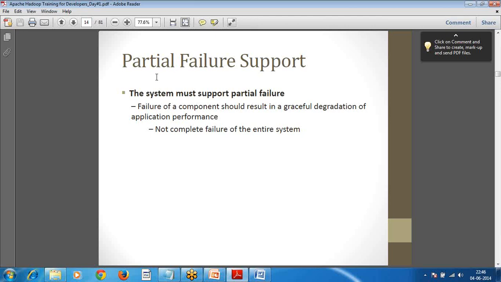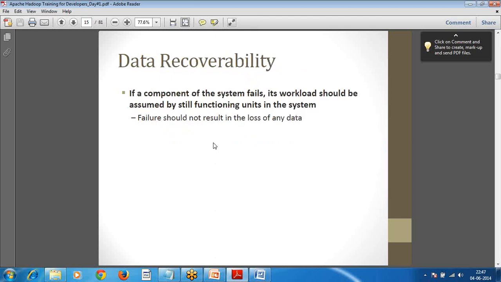The existing distributed systems were not capable of handling partial failure. So definitely a new approach was required, wherein if a particular system or machine goes down, the overall execution has no effect. That is what is called partial failure support. Okay, moving on to the next slide.